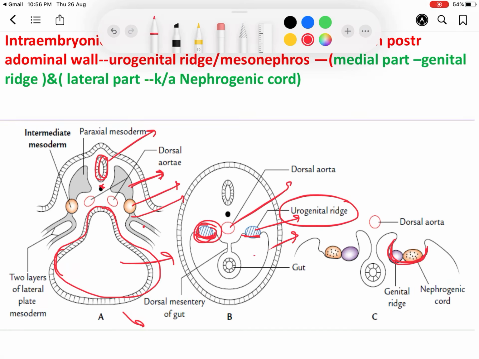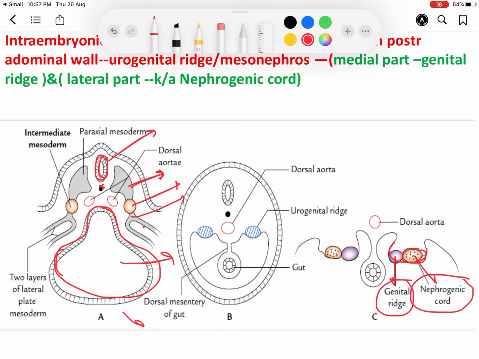So this is the urogenital ridge, which is formed by proliferation of the coelomic epithelium with the underlying mesenchyme. Now this urogenital ridge is divided into two parts, the medial part and the lateral part. The medial purplish part will form the genital ridge, and the lateral yellowish or brownish part will form the nephrogenic cord. Both together, the urogenital ridge, are also called the mesonephros. So the genital ridge will form the gonads and the nephrogenic cord will form the future kidney.